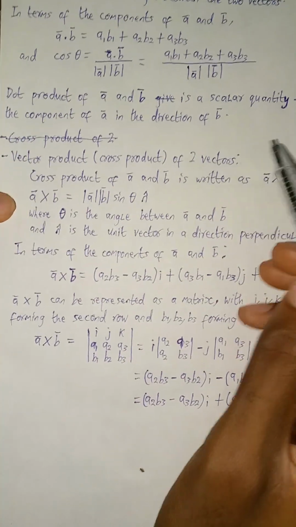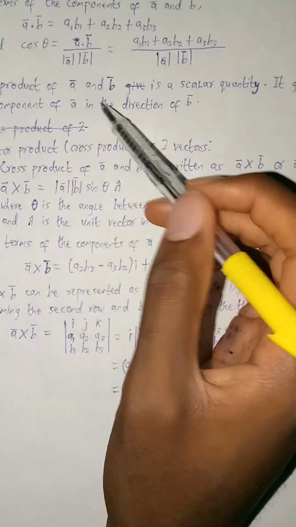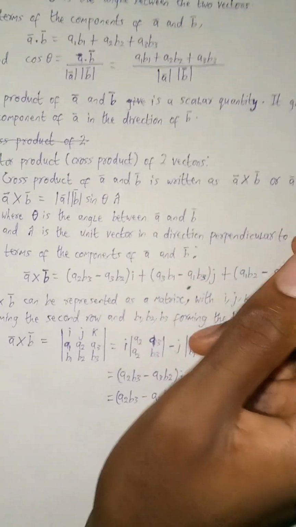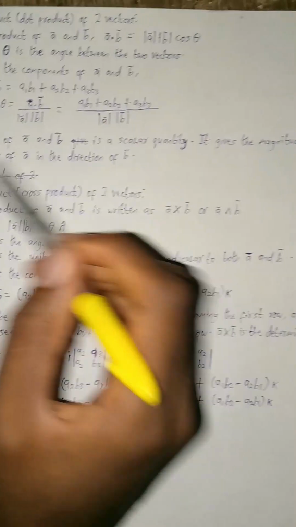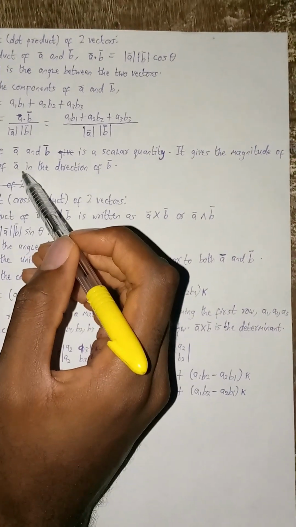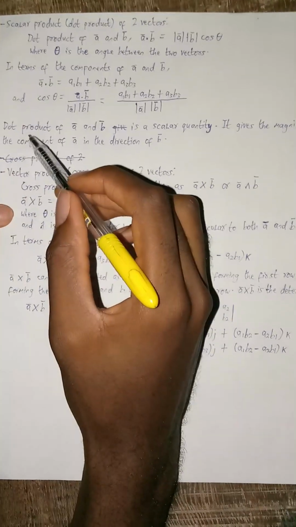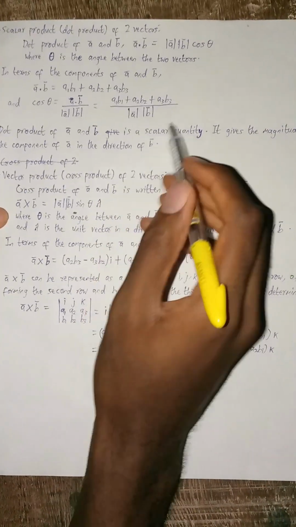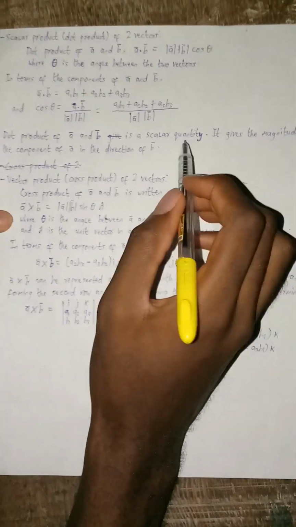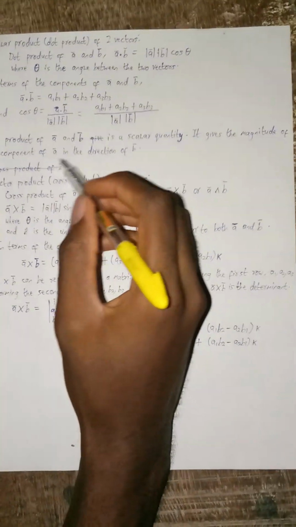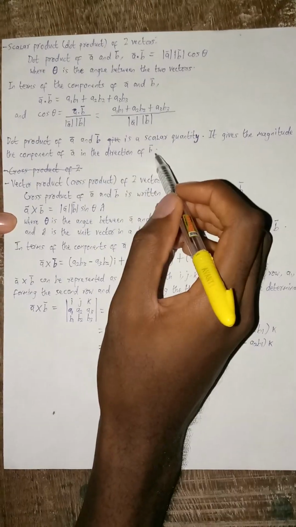Now, I've already said that the dot product gives a scalar quantity. The dot product is actually the magnitude of the component of A in the direction of B. I say that the dot product of A and B gives a scalar quantity. This quantity is the magnitude of the component of A in the direction of B.